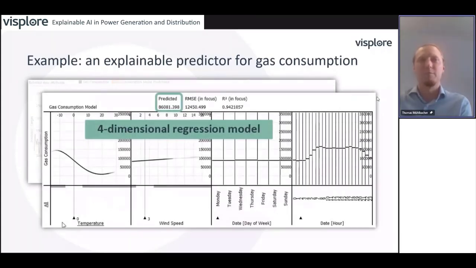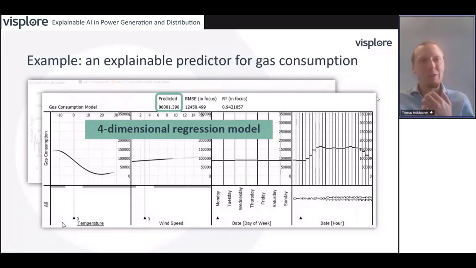Here's one way. You see here 4 input variables from left to right: temperature, wind speed, day of week, and time of day, expressed as hour. These are the inputs of the model. And on the y-axis, you see the gas consumption. This is the target variable that we're predicting.